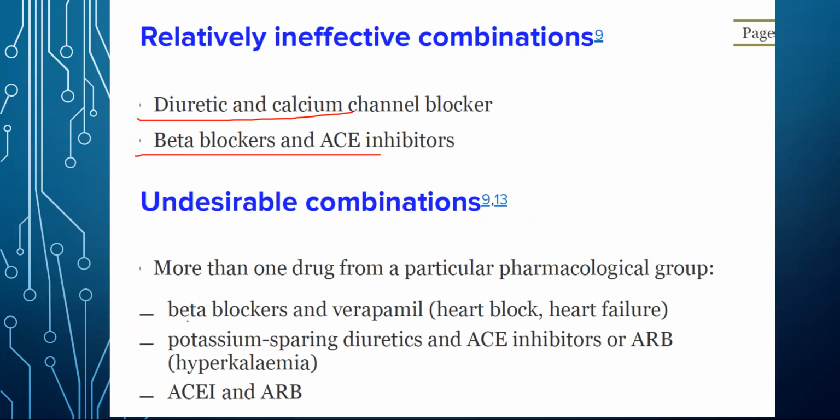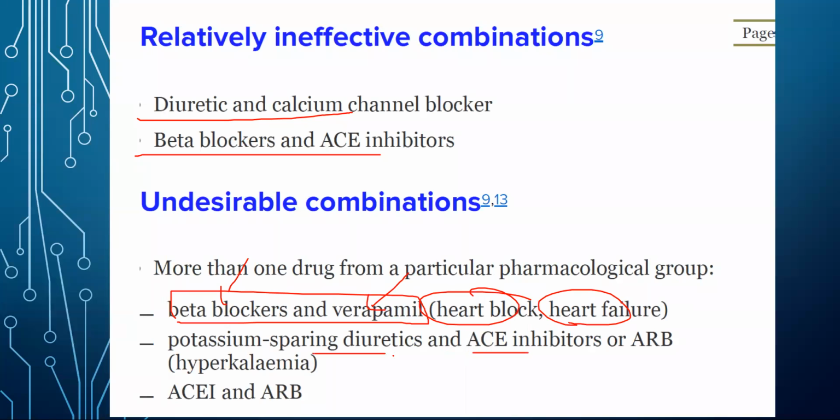And never give a beta blocker and verapamil in the same patient, because a beta blocker will lower the heart rate and verapamil will do the same. The patient can end up getting heart block or heart failure. Same if you use ACE inhibitor and spironolactone, you can get massive hyperkalemia. The patient can get cardiac arrhythmia and even death.